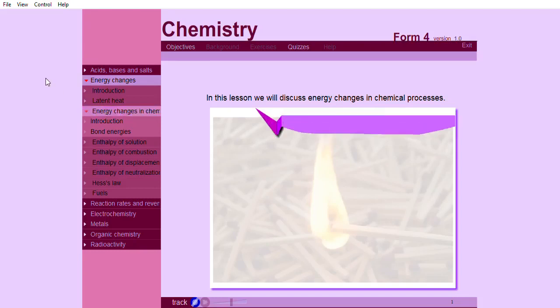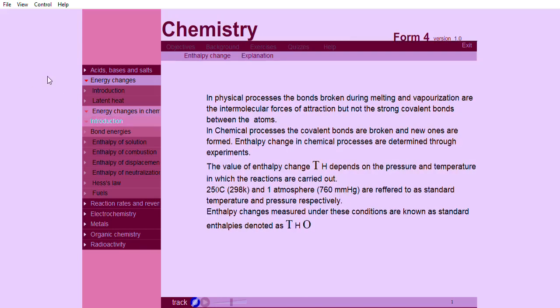In this lesson, we will discuss energy changes in chemical processes. In physical processes, the bonds broken during melting and vaporization are the intermolecular forces of attraction, but not the strong covalent bonds between the hydrogen atoms. In chemical processes, the covalent bonds are broken and new ones are formed.